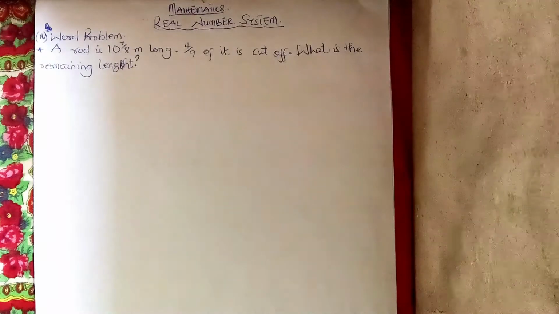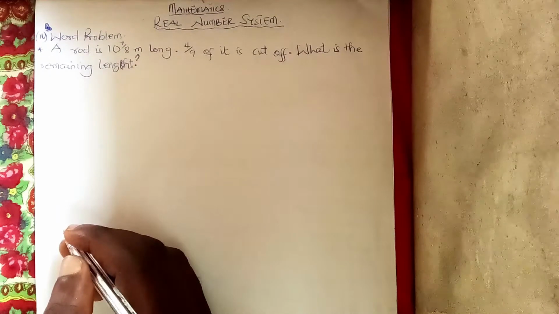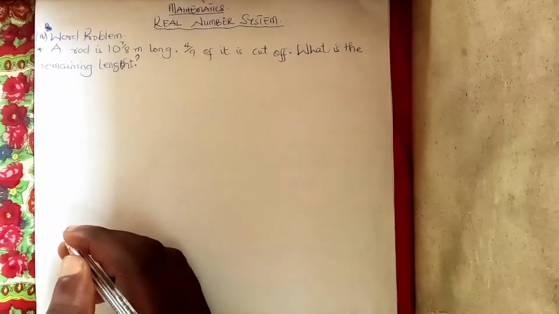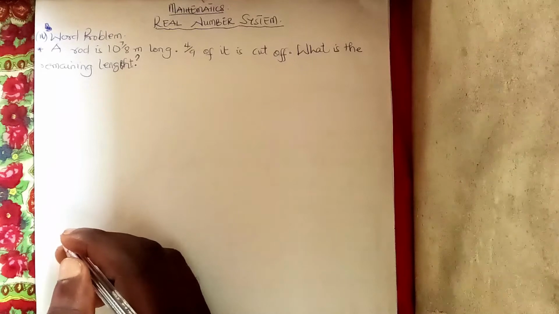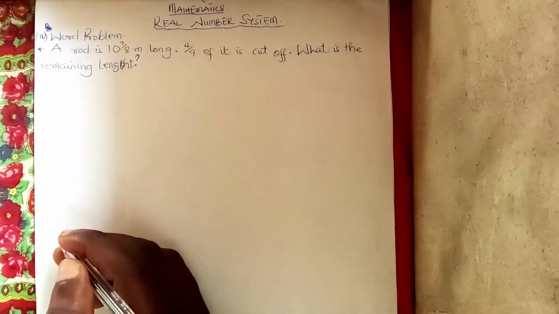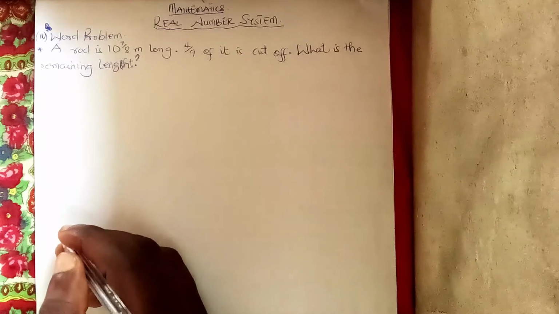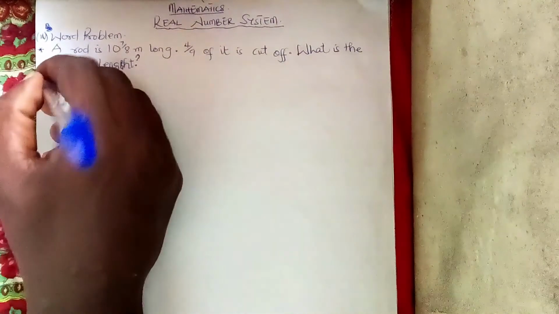The fourth question is going to be under word problem. With this, we have a rod of 10 whole number 7 over 8 meters long, of which 4 over 9 of it was cast off. We are asked to find the remaining length of the rod. So let's jot our data down first.